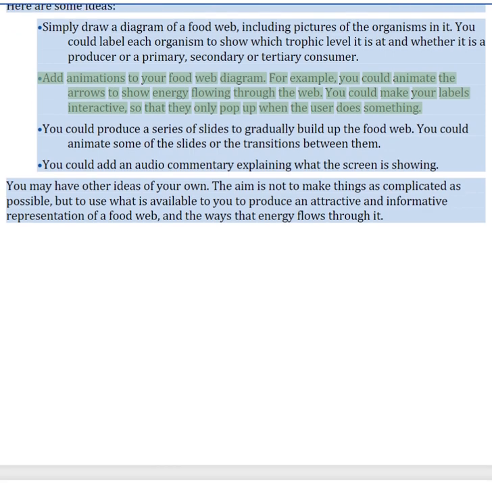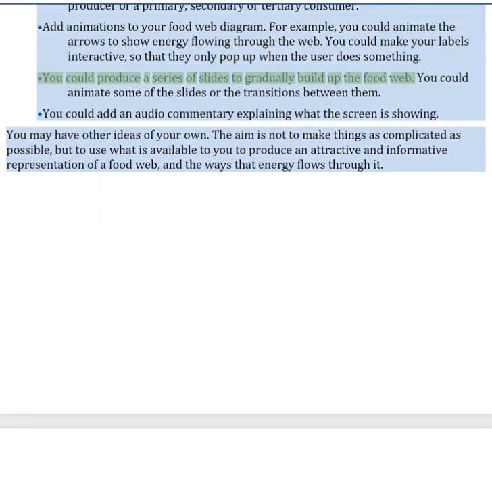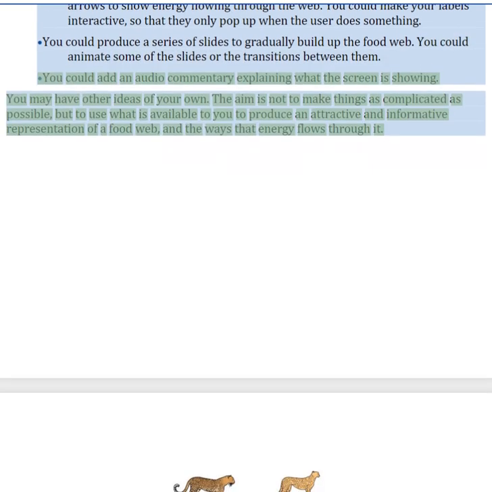Add animations to your food web diagram. For example, you could animate the arrows to show energy flowing through the web. You could make your labels interactive so that they only pop up when the user does something. You could produce a series of slides to gradually build up the food web. You could animate some of the slides or the transitions between them. You could add an audio commentary explaining what the screen is showing. You may have other ideas of your own.